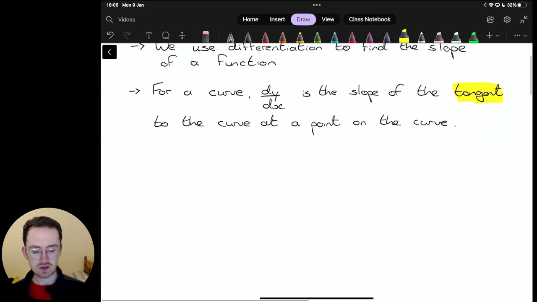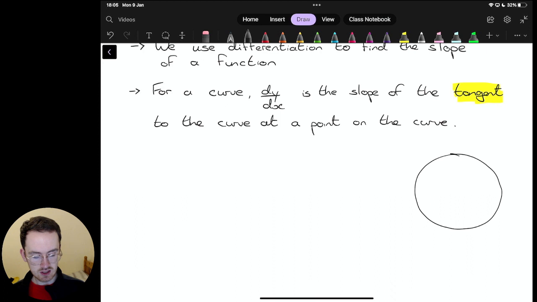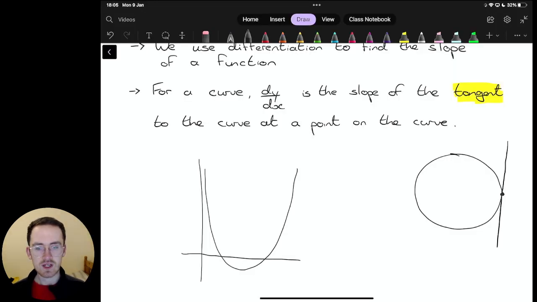In maths, you would have done these when you did the coordinate geometry of the circle. A tangent is a line that touches a circle or touches a curve at one point only. So it comes near, it touches it, and it moves on. So when we look at a quadratic curve like so, if we look at a quadratic curve like this here, we can see that the slope of the curve changes depending where we're looking on the curve.